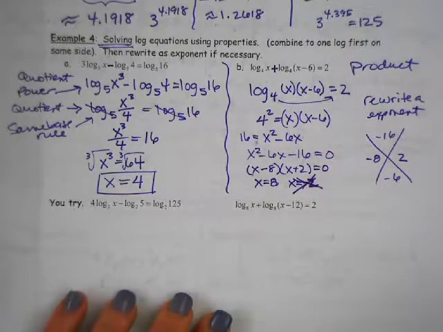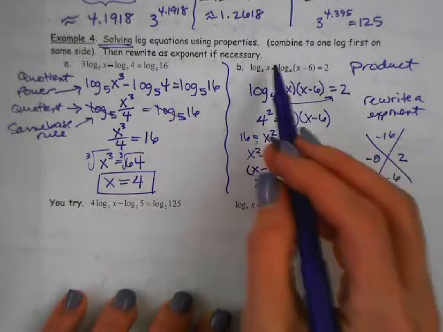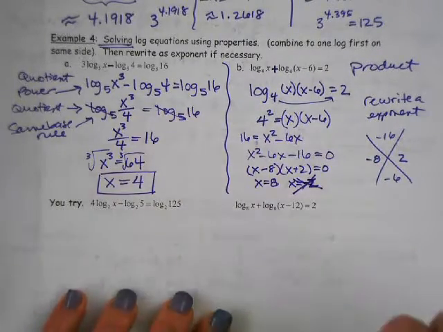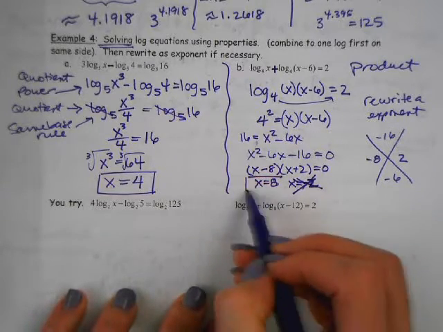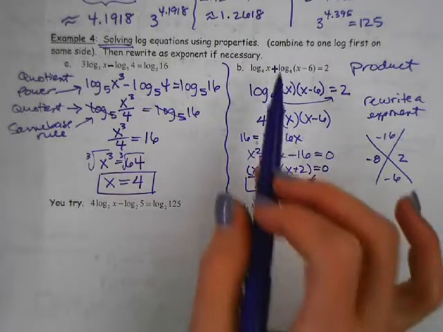Okay, so you want to make sure, if that's your x value, that none of these logs become negative. If they become negative, it's not a good answer. Okay? And then that would be your answer. So if I take 8 and I plug it in here, the left side would equal 2.